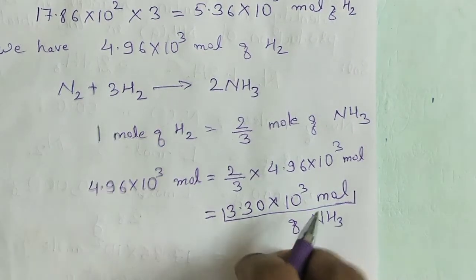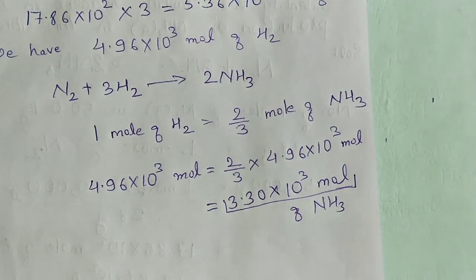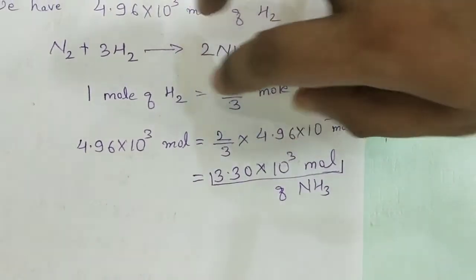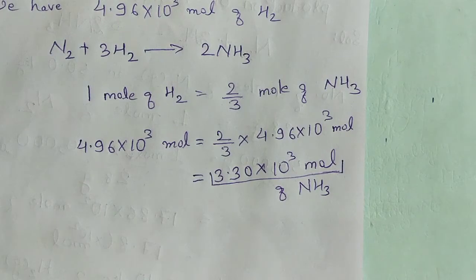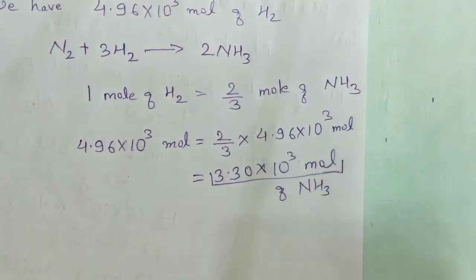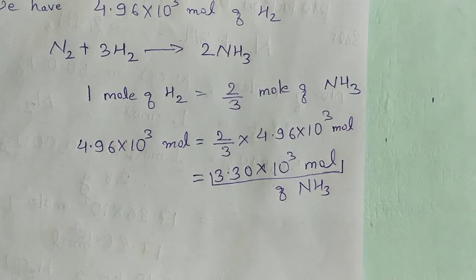So this is the amount of NH3 that will be produced in this chemical reaction. After producing this many moles of NH3, you will not have any leftover hydrogen gas and the reaction will stop. You will have nitrogen gas left over, but you will not have hydrogen gas available to further convert to ammonia. So this is the amount of ammonia gas which will be produced in this chemical reaction.